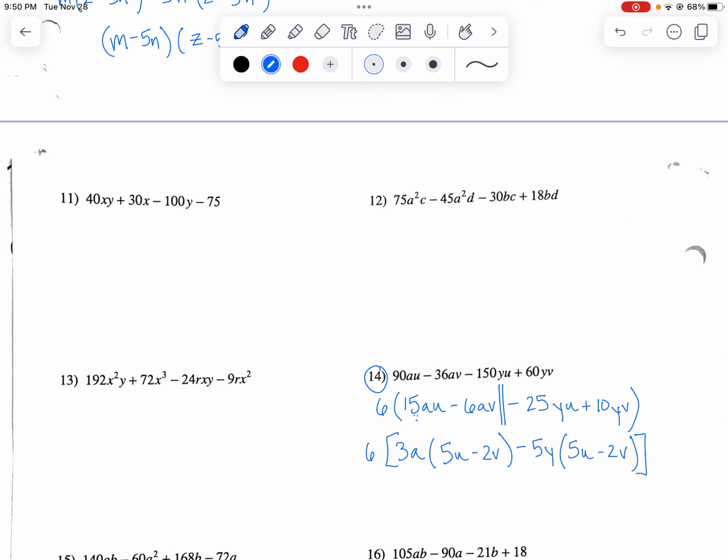So my answer here is 6 times parentheses 3a minus 5y, the two terms that are on the outside of the parentheses, times the terms that are inside the parentheses, 5u minus 2v. And that is my answer.